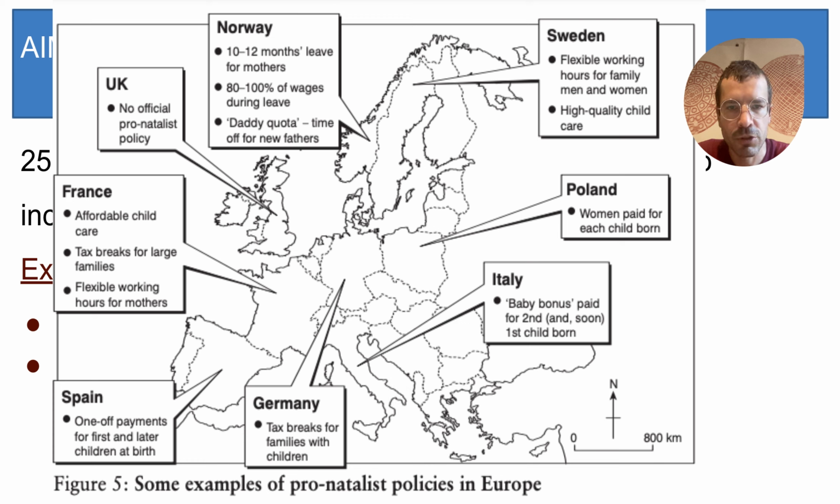This map shows different pronatalist policies that have recently been used in different European countries to address the low birth rates and high elder dependency ratios there. You can see that Norway has provided paid parental leave. Poland and Italy and Spain have given parents a conception bonus, and France has provided tax breaks for large families.